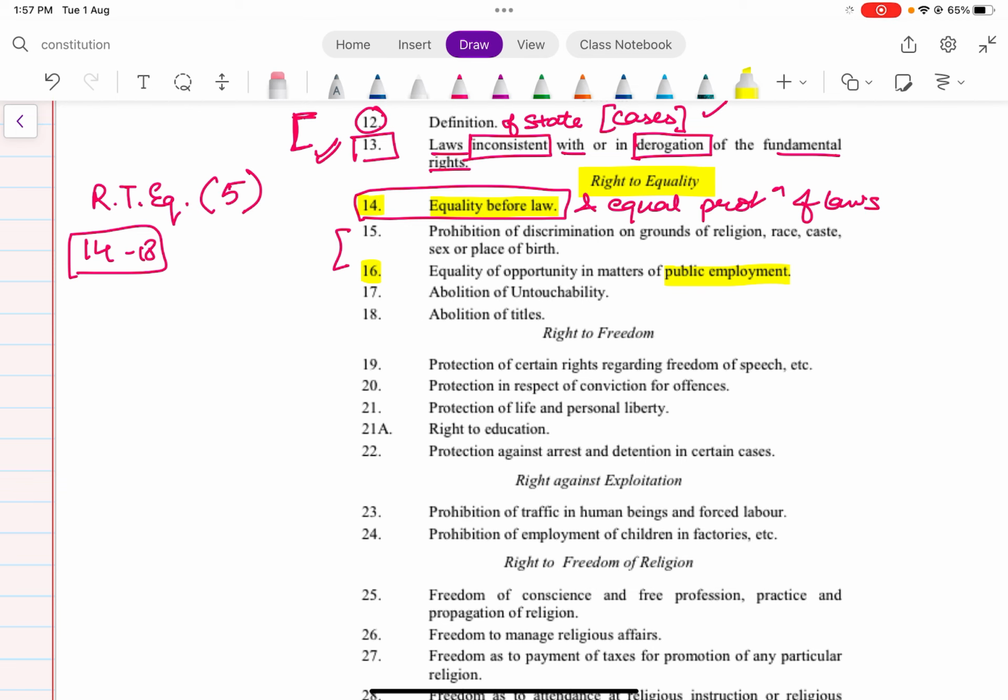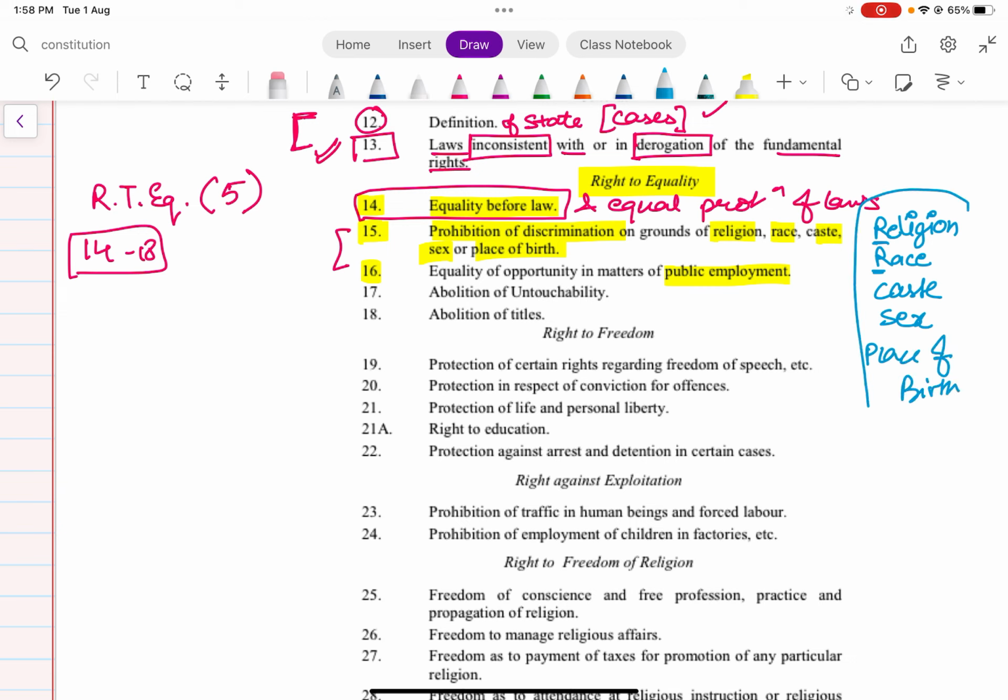Now, prohibition of discrimination is Article 15. It prohibits discrimination on grounds of religion, race, caste, sex, place of birth. These are the factors on which you are not allowed to discriminate. This is also asked in the MCQ, because they will give you options on what factors. So you should remember religion, race, caste and place of birth.